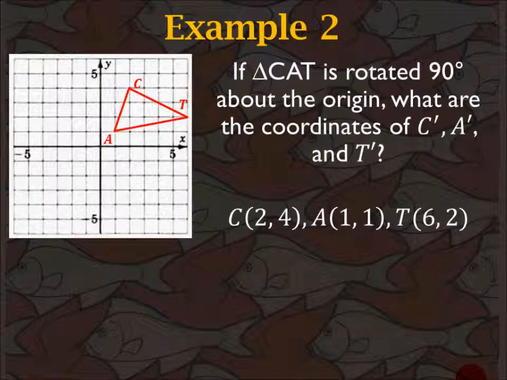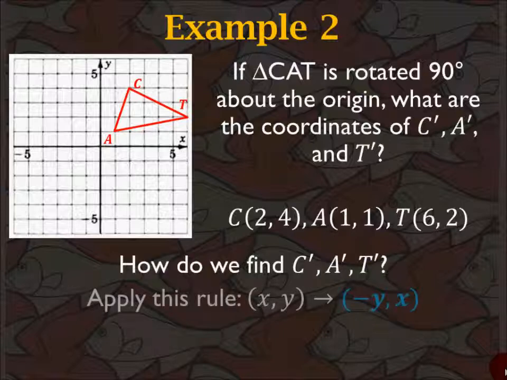Example 2. If now CAT is rotated 90 degrees, remember that's counterclockwise, so you're going to end up in here. What are the coordinates of C', A', and T'? Well, what motion rule are you going to use? Well, if you look at your paper, you can figure it out yourself. See if you can get the answer, pause the video, and try to answer it yourself. Yes, I'm not here to help you.